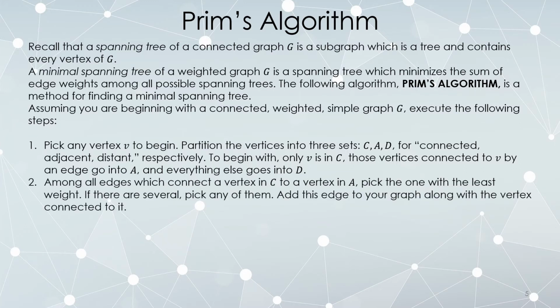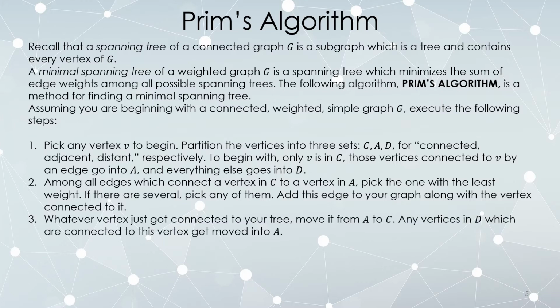So of all of the edges that connect vertices from your connected set to your adjacent set, pick the one with the smallest weight. If there are many, pick any one of them, it doesn't matter. Add this edge to your graph, to the spanning tree that you're building, along with the vertex connected to it. That vertex is now no longer just adjacent, it's now connected, so move it from your adjacent set to your connected one.